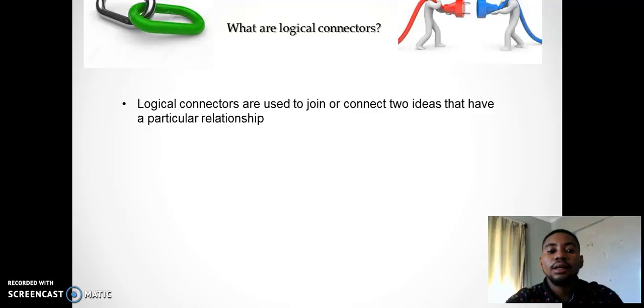What are logical connectors? Logical connectors are used to join or connect two ideas within a particular relationship. Logical connectors are words or phrases which are used to join or connect two ideas which have a relationship in a sentence.